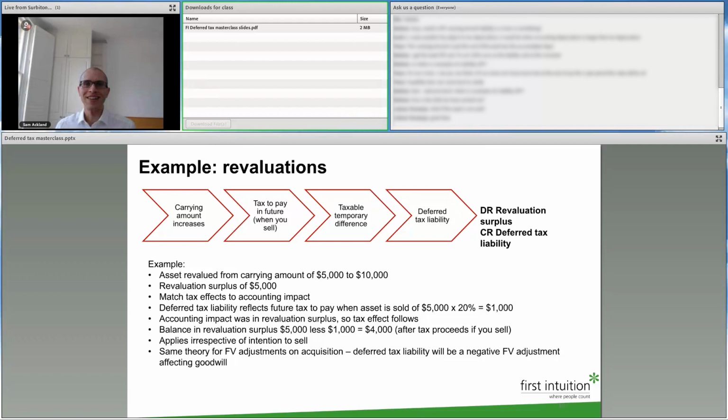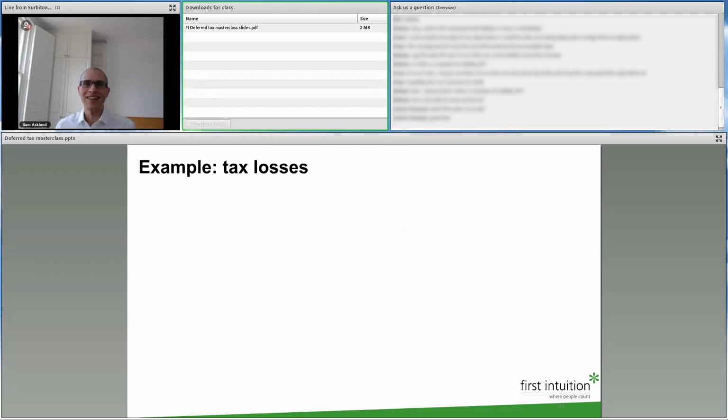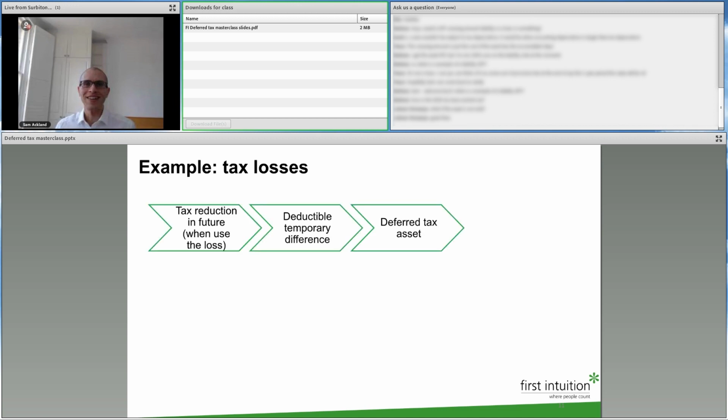Okay, now if we're doing group accounts, it's actually the same theory for fair value adjustments on consolidation. There is some information in the slides that we won't get time to go through today, but there are some examples of revaluing an asset to fair value on acquisition, because that's what we have to do in our accounts, and it ends up creating a deferred tax liability, which affects your goodwill calculation.